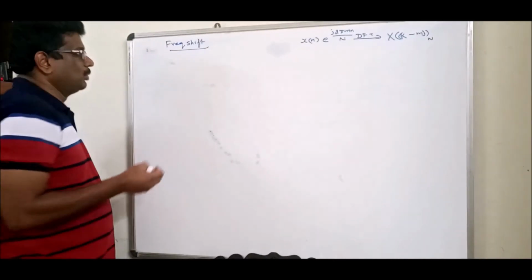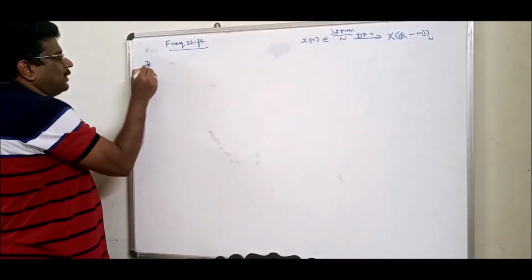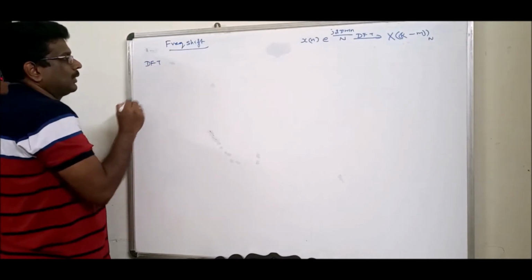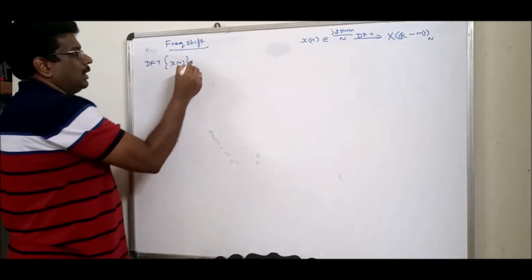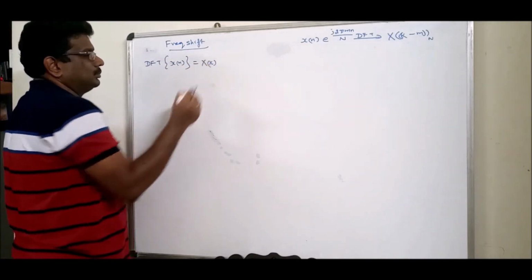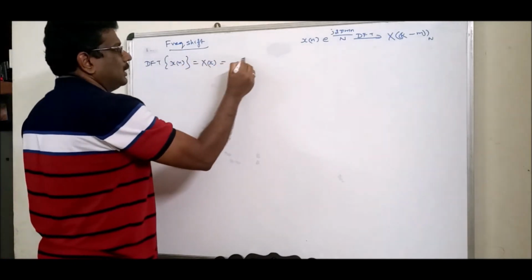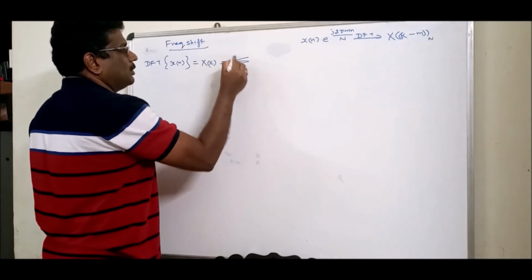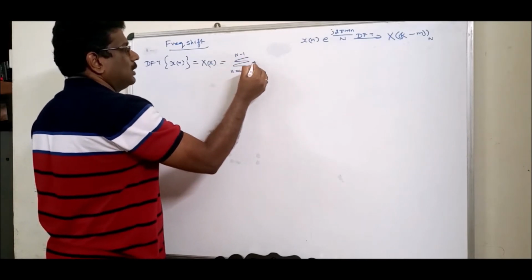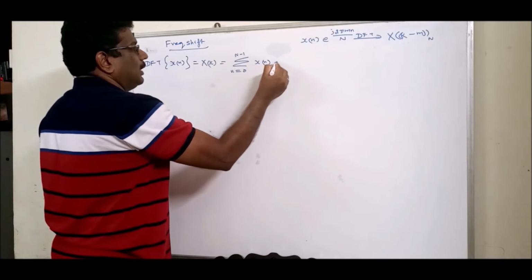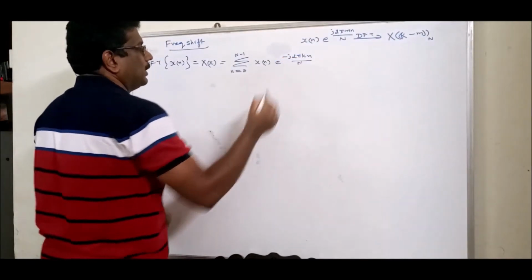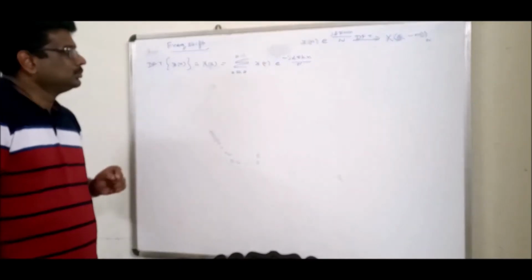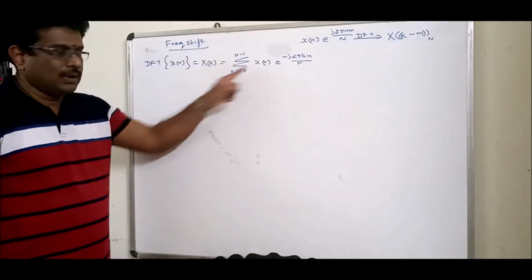Now let us do this proof. Let us start from DFT. What is DFT of x of n? It is nothing but X of k, which is summation n equal to 0 to n minus 1 x of n e power minus j 2 pi kn by n, which is your DFT form.